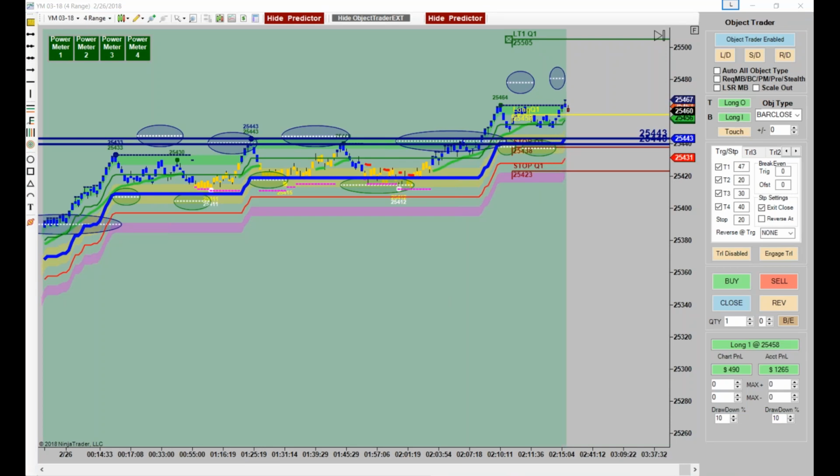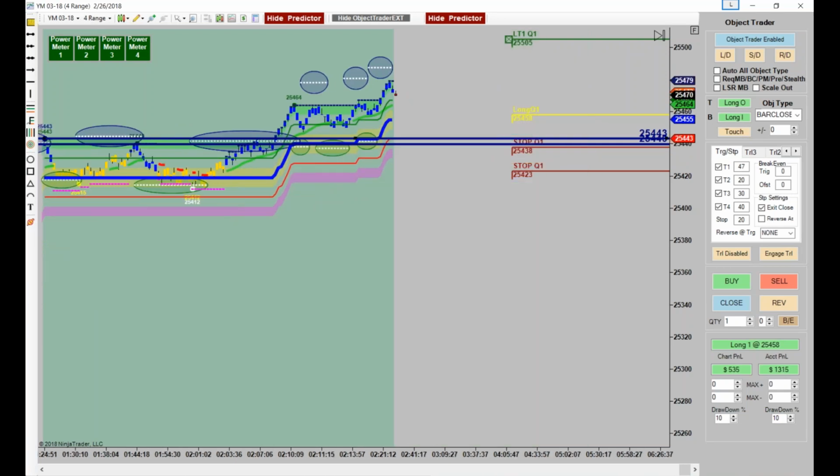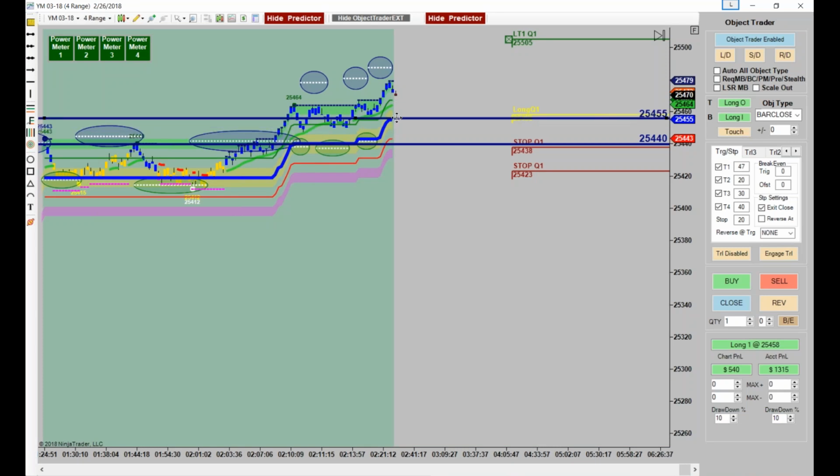Is the low established yet, team? Not yet. Not yet. Not yet. There it is. Now, see, we were looking to establish this low by taking out this swing to the left, but it actually took out this swing to the left, so it actually established that low. Everybody see that?